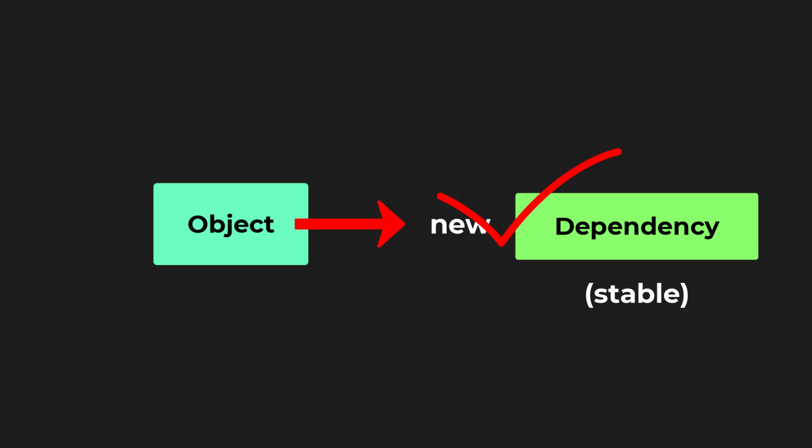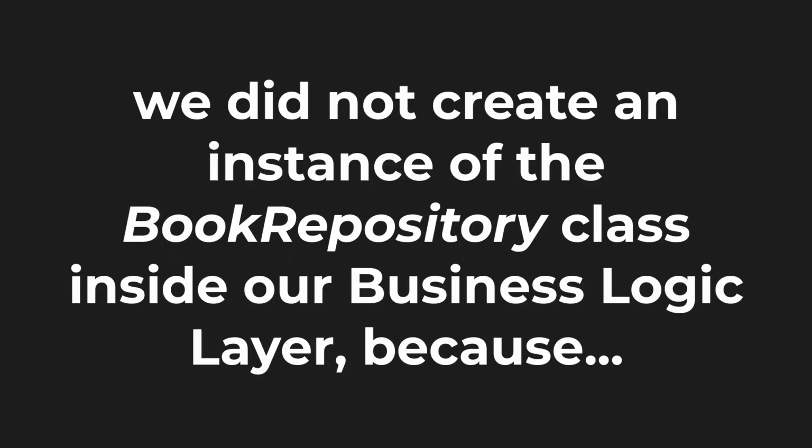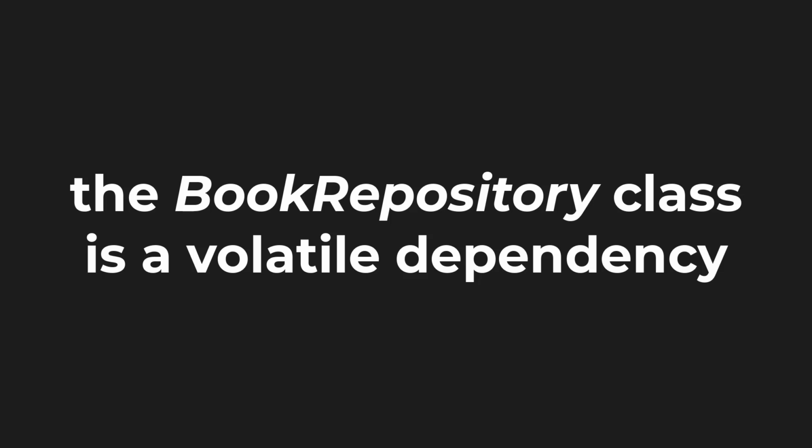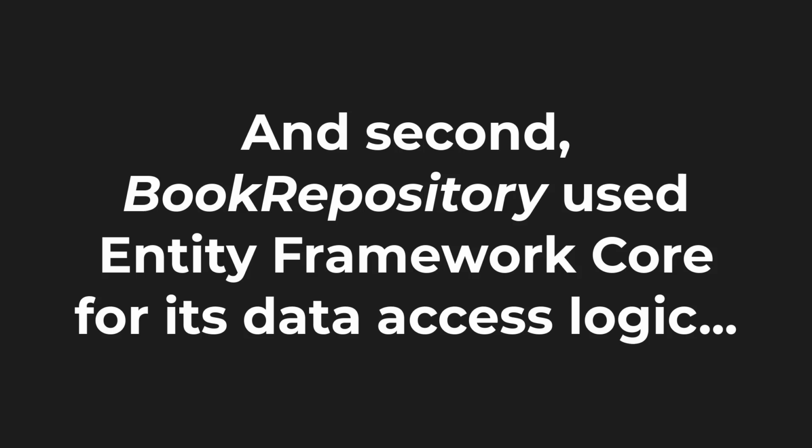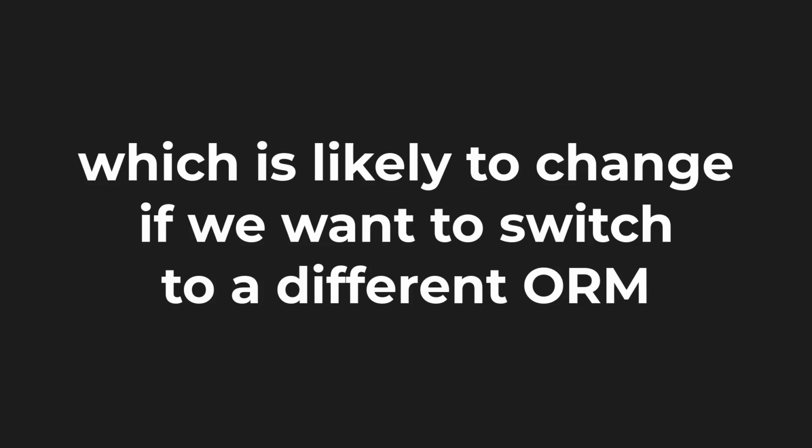For example, in the previous video, we did not create an instance of the book repository class inside our business logic layer because the book repository class is a volatile dependency. First of all, the book repository class did not exist at the time of writing our business logic layer. And second, book repository used Entity Framework Core for its data access logic, which is likely to change if we want to switch to a different ORM.